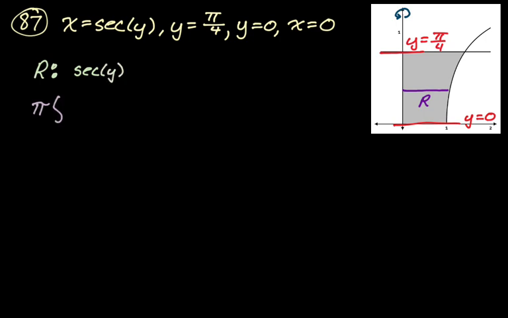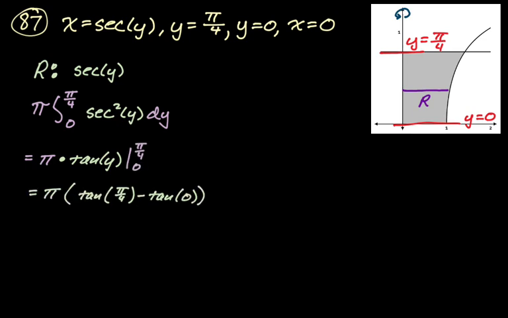Pi, the integral from 0 to pi over 4, r squared, so we get secant squared of y dy, but secant squared is one that we have memorized. That's the derivative of tangent, so this is going to kind of go well for us, I think. So we get tangent from 0 to pi over 4. Fundamental theorem on this gives us pi, tan of pi over 4 minus tan of 0. Tangent of pi over 4 is 1. Tangent of 0 is 0. You got to have those memorized. We just get pi as our answer.